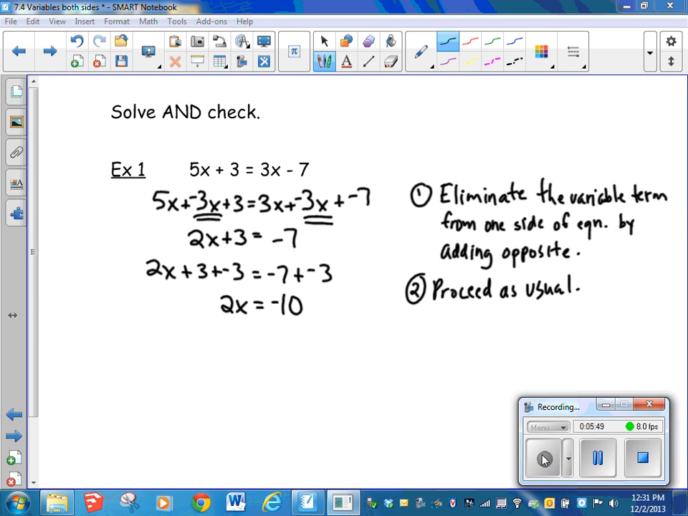And what do you do for your last step, Robbie? You would divide, so it would be 2x over 2 equals -10 over 2, and you would get x equals -5. Very good. X equals -5.